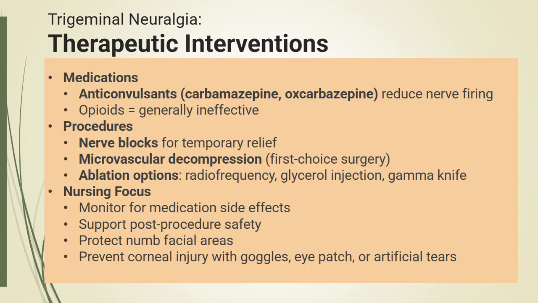Medications such as carbamazepine, also known as Tegretol, and oxcarbazepine, known as Oxtellar XR or Trileptal, help stabilize nerve membranes and reduce the abnormal firing of the trigeminal nerve. These medications are more effective than opioids because trigeminal neuralgia pain is neuropathic, not inflammatory.